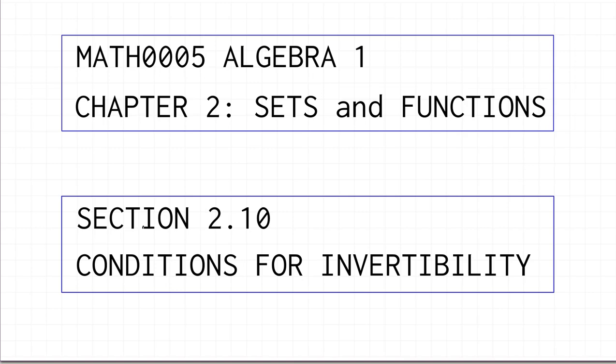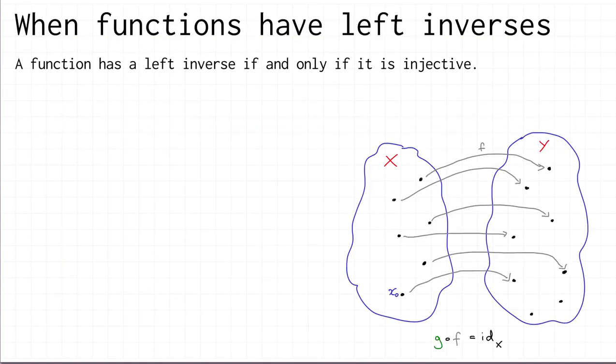In the last video, we noticed that there seemed to be a connection between the injectivity and surjectivity properties and functions having left and right inverses. In this video, we'll make that precise, starting with left inverses. We're going to show that a function has a left inverse if and only if it is injective. So let's begin the proof with the easy direction.